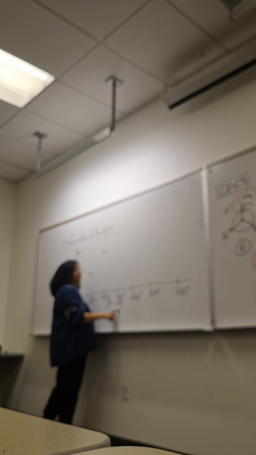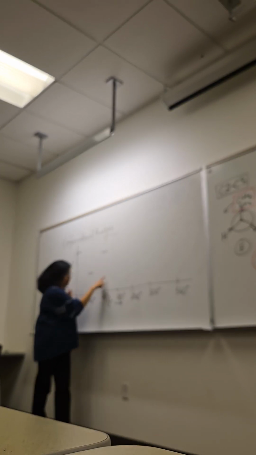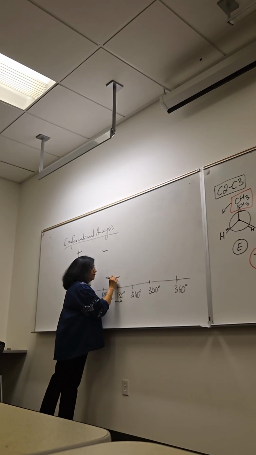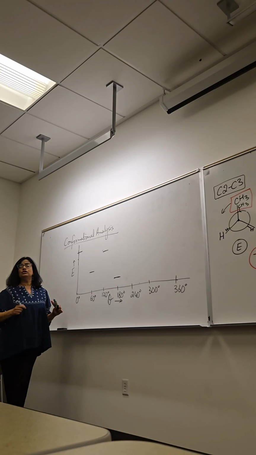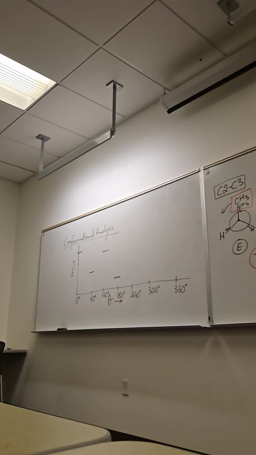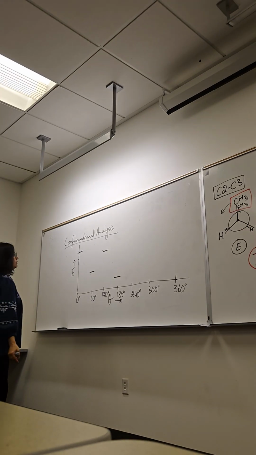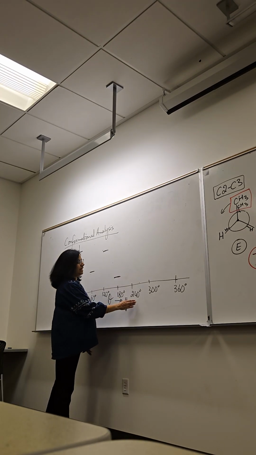Now it comes to 4. What happens to the energy? Goes up or down? Down. As down as that? Yes, or even lower. 4 is way more stable than 2 because it's a 180 degrees dihedral angle. Agreed? Yeah.